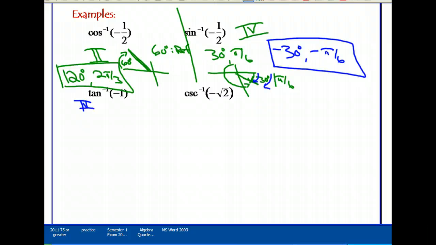Same thing for the tangent inverse. Look in the fourth quadrant. I know my reference angle is 45, so negative 45 degrees, or negative pi over 4.